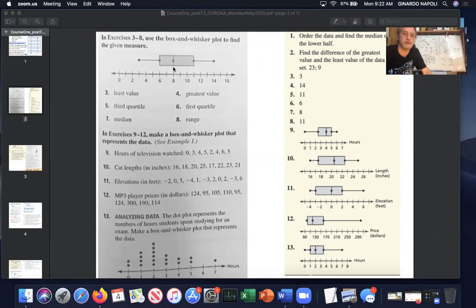Then the median would be 8. The greatest value was 14. The first quartile, the lower quartile, 6. And the range would be the difference between the 14 and the 3. All right, and then here you want to put these in order, and then you can kind of see.